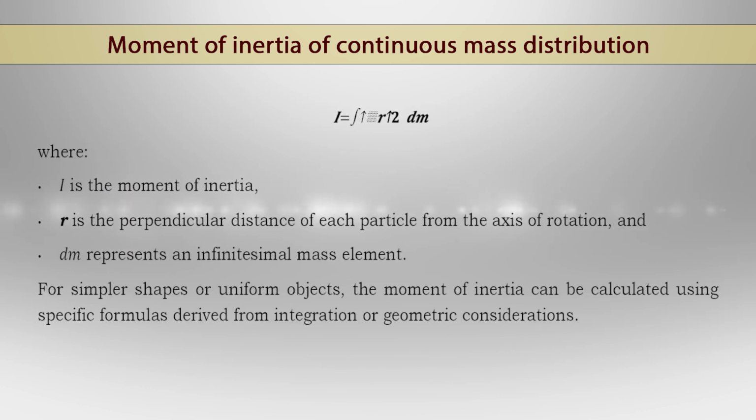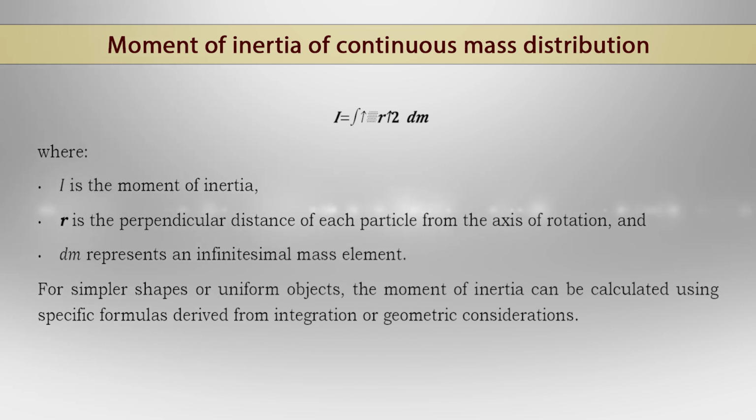The moment of inertia of an object depends on its mass distribution and the axis of rotation. These are the two factors on which the moment of inertia depends. It is expressed by the integral, as we have seen, I equals integral of r squared dm, where I is the moment of inertia, r is the perpendicular distance and dm represents the infinitesimal mass element.